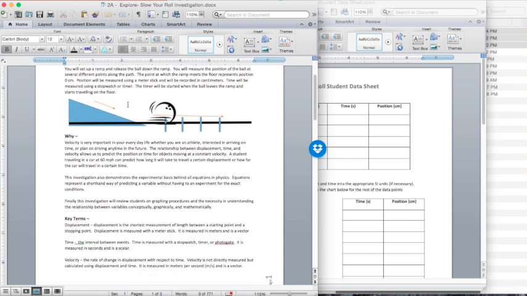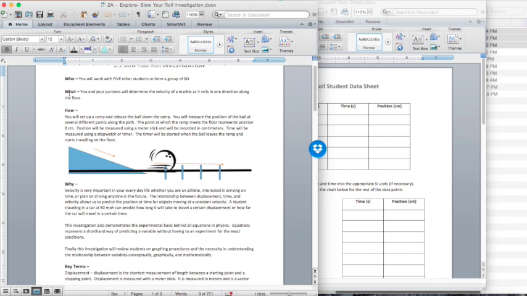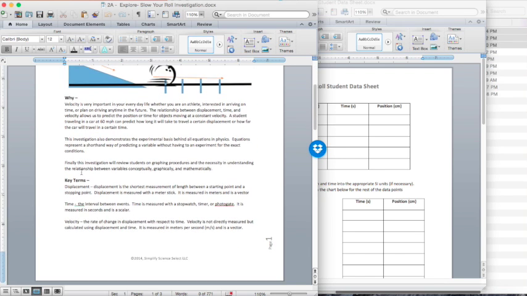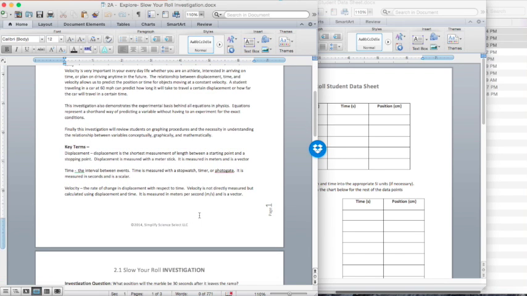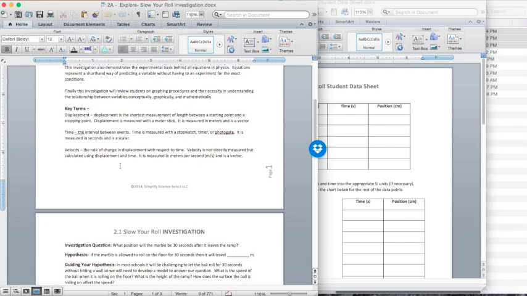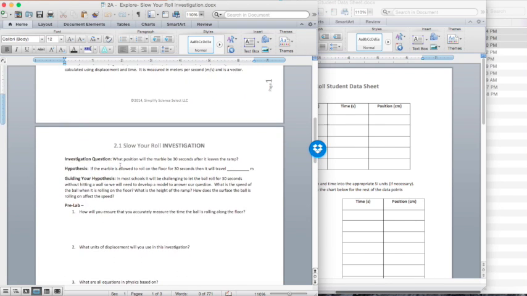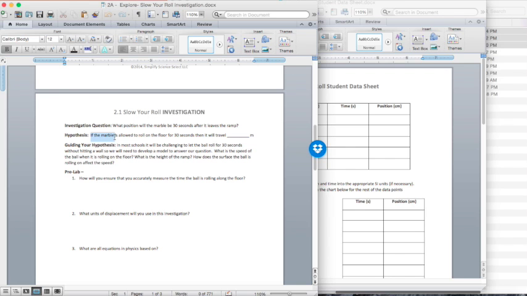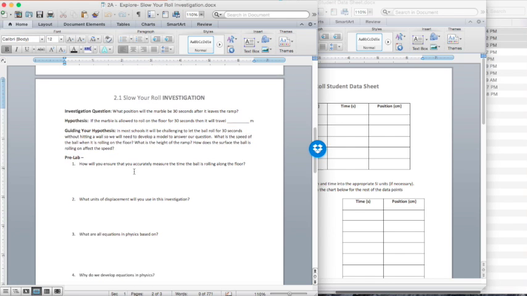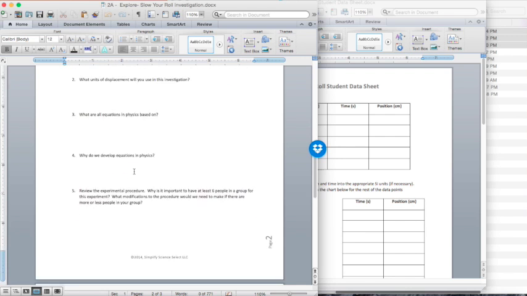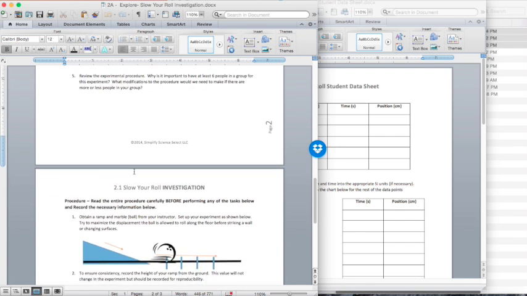So we don't have long background sections. We say who, what, how, and why, and then we go to key terms. And we want to tell students, hey, these terms are really important. And then as we go through, we give them the investigation question, we help them develop a hypothesis, we guide them to that hypothesis based on previous knowledge. We will ask them occasional pre-lab questions just to help them get started.